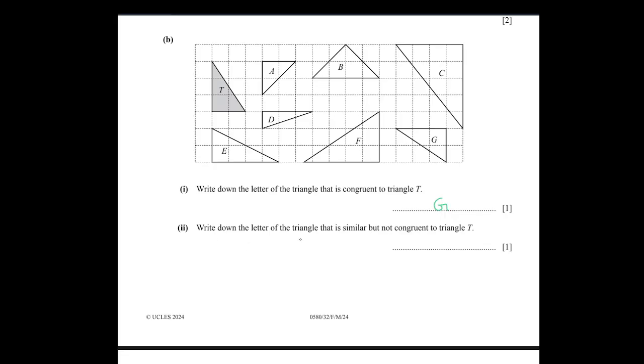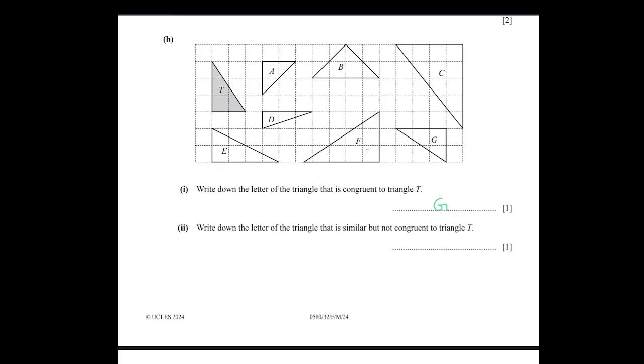Question 2. Write down the letter of the triangle that is similar but not congruent to the triangle T. Now it should be similar also but not congruent. Similar means where the corresponding sides are in the same ratio. Okay, so now we'll check for that. This is 2 sides covered and 3 sides covered, right? So the other triangles must be in the same ratio, 2:3 ratio. Okay, the perpendicular sides. So now when you see E, it is 2:4.